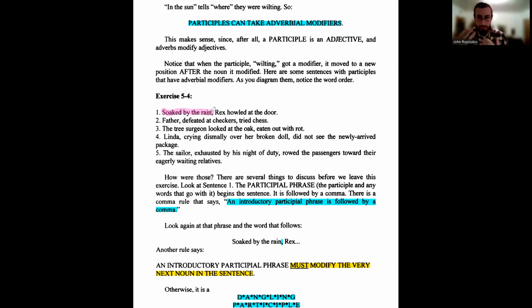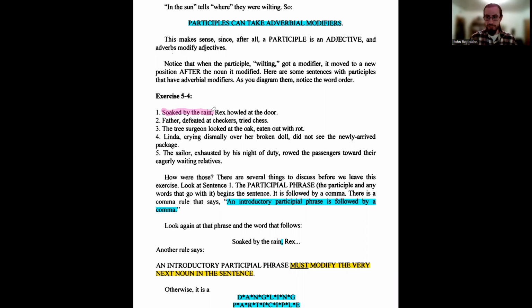By the rain is a prepositional phrase, and what is it doing? Modifying soaked. So it's an adverb, right? Because it's modifying the participle. It's an adverbial modifier. That was the last part of the last section. It is followed by a comma. So right after rain, you have a comma.